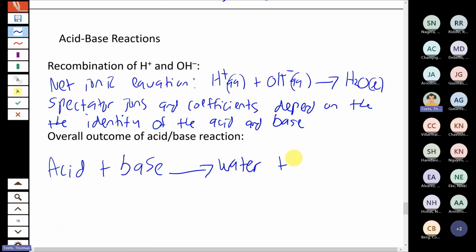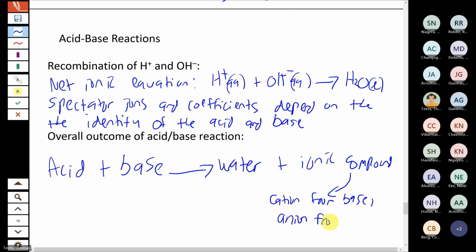And then the other one, you'll typically have spectator ions associated with these that will combine to make an ionic compound, where the ionic compound that forms is going to have its cation coming from the base. So if it's a metal hydroxide base, the metal cation is going to be involved in the ionic compound that forms, and the anion will derive from the acid. All right, but that's what almost every acid-base reaction is going to look like. Acid plus base, water is one of the products, and then you take the ions that are left over and combine them to make an ionic compound as your second product.